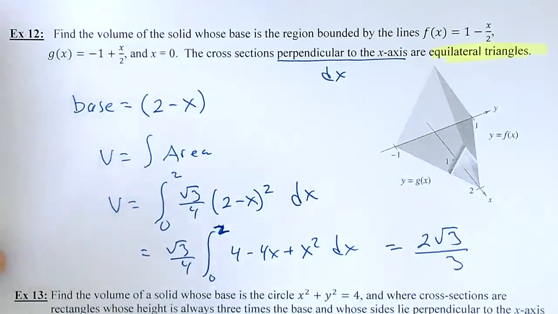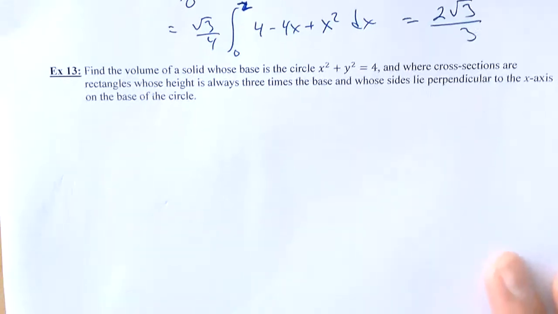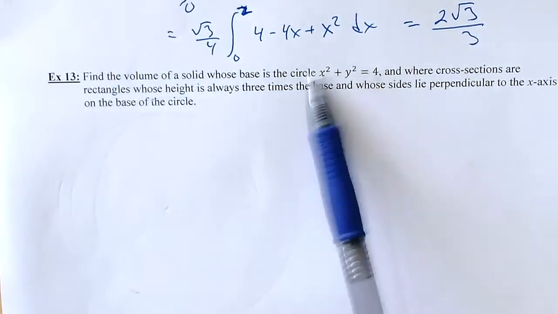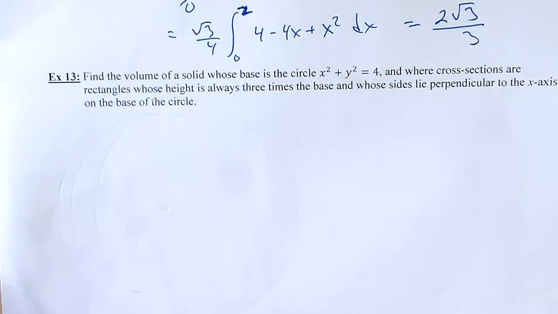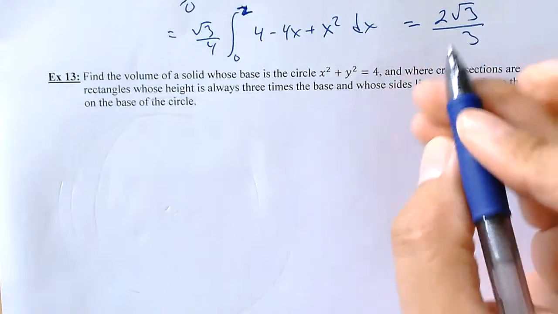Okay, let's try another one. The volume of solid whose base is the circle there and whose cross sections are rectangles whose height is always 3 times the base and whose sides lie perpendicular to the x-axis on the base of the circle. Okay, a lot of things happening here. Let me start by writing some things here.